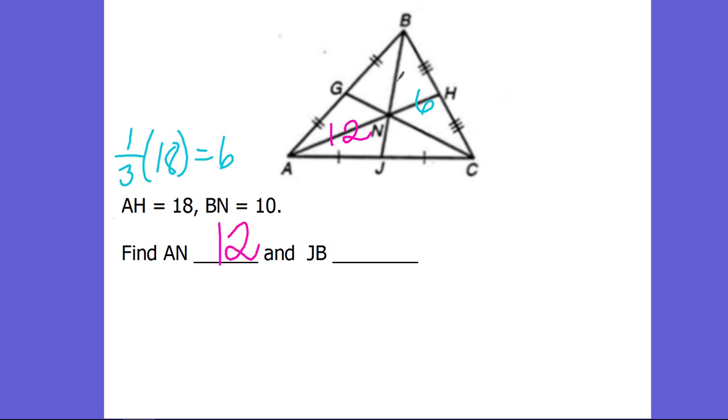Okay, then from B to N, that's 10. And that's from the vertex to the centroid, that's the 2/3 part. So I want to figure out the 1/3 part. If the 2/3 part is 10, I'm just going to have to divide it by 2 to get the 1/3 part. So 10 divided by 2 is 5. And then I want that whole length of the median from J to B, so I'm going to add those two pieces together. So the length of J to B is 15.